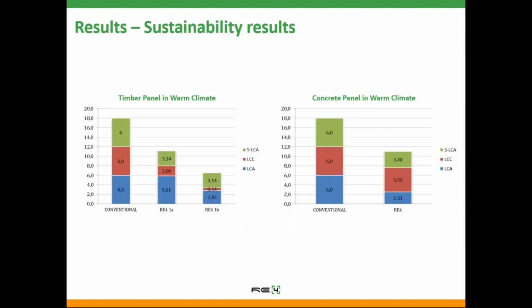In this last slide, the final sustainability score is shown. For each panel, the conventional solution provides the worst sustainability score. Precisely, RE4 solutions lead from 38% to 64% sustainability improvement when compared to conventional solutions.